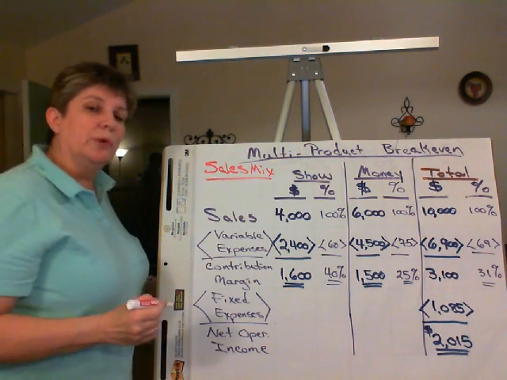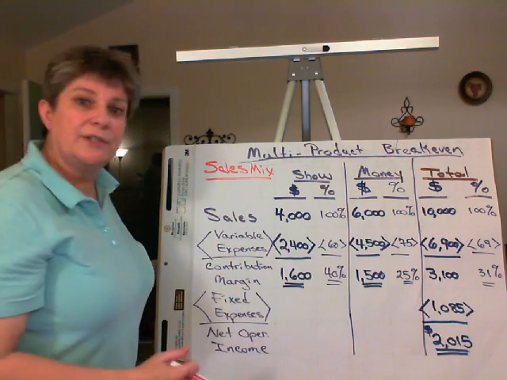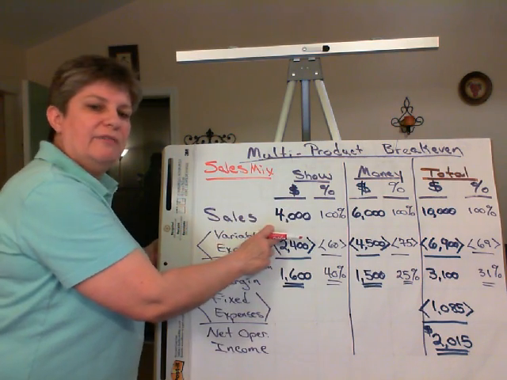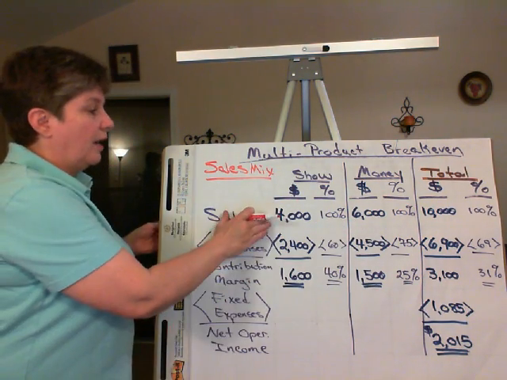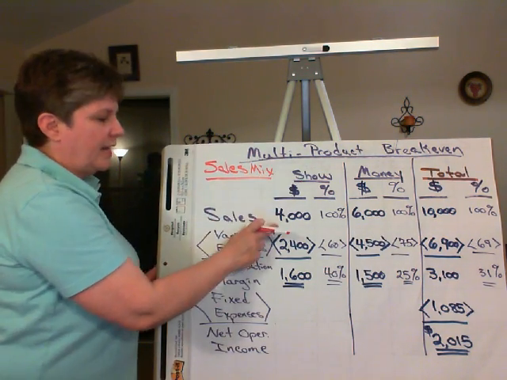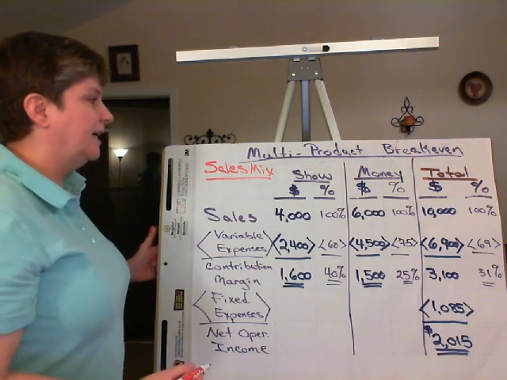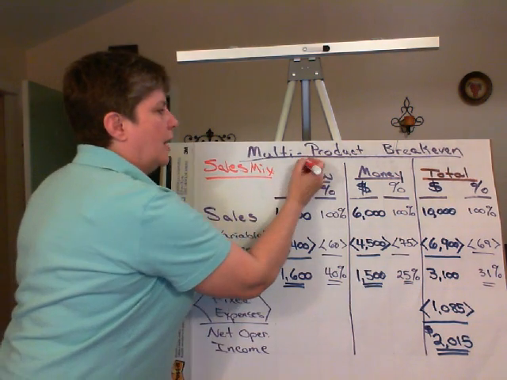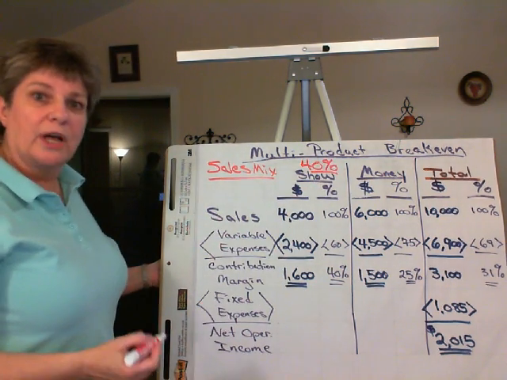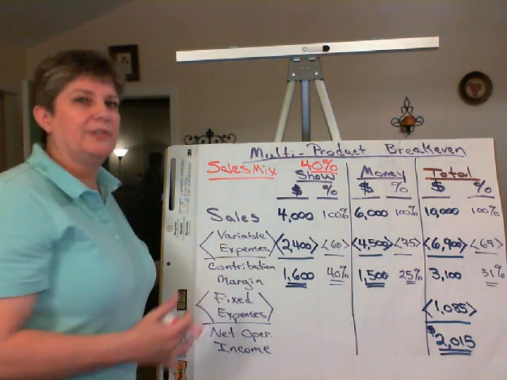The sales mix refers to the proportion of total company sales, in this example $10,000, that is made up by each of the individual products. So for this company, total sales is $10,000. The show product represents $4,000 of that total of $10,000. So 4 divided by 10 is 40%. So show accounts for 40% of the sales revenue for the company. And since they only have two products, it's pretty obvious the other 60% must come from money.